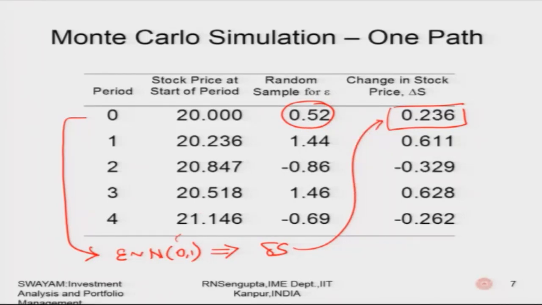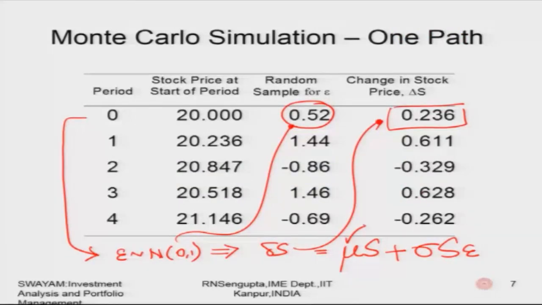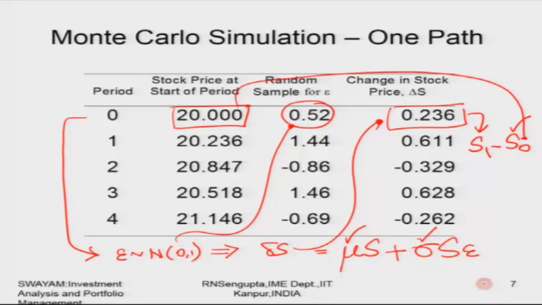Once you generate this value, you have that formula, which is mu into S plus sigma into S into epsilon. The values of mu and sigma are known to you. Based on that, you find out delta S is 0.236. Now, this 0.236 is actually S1 minus S0. S0 is known, so I find out S1, for which I will use the color green, and it goes here.